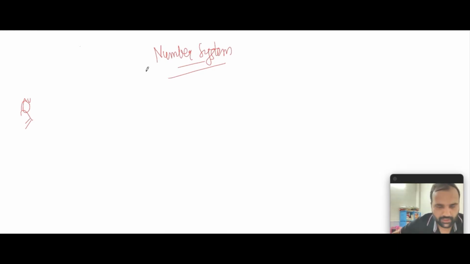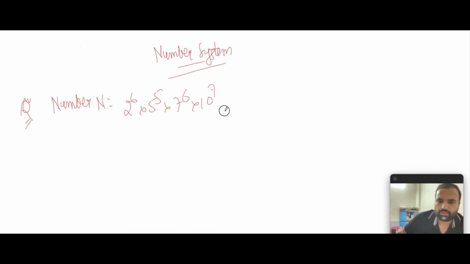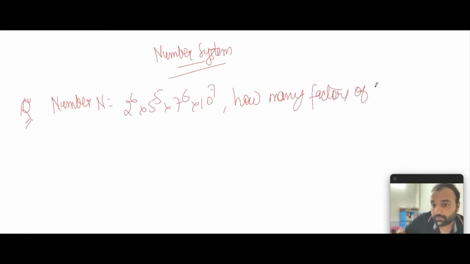So let's start. I'll be doing some questions. Let's say there's a number N equal to 2 to the power 6 into 5 to the power 5 into 7 to the power 6 into 10 to the power 7. So how many factors of N are even?